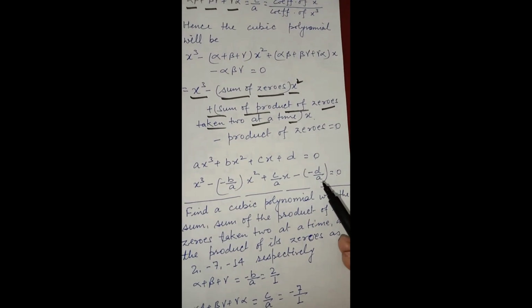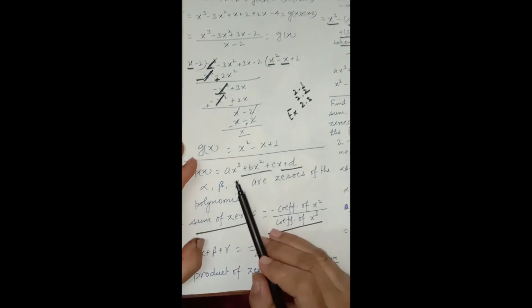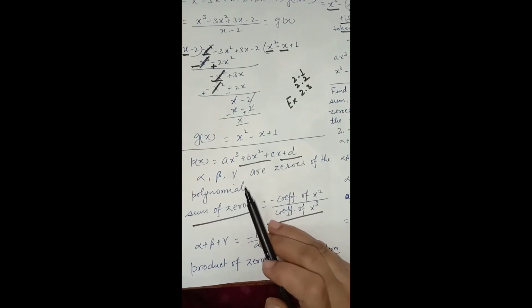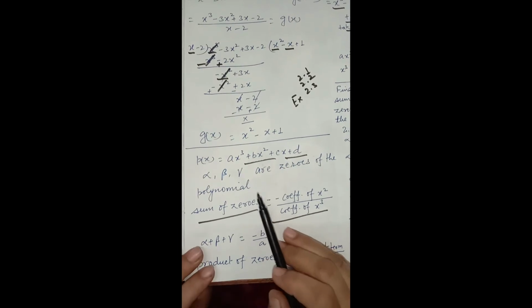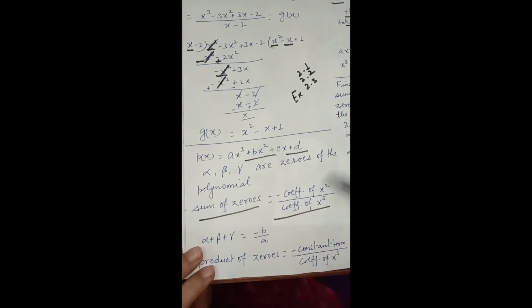So here you may be given the case of a polynomial of degree 3. So it will have 3 zeros, alpha, beta and gamma. So you have to do according to this way.